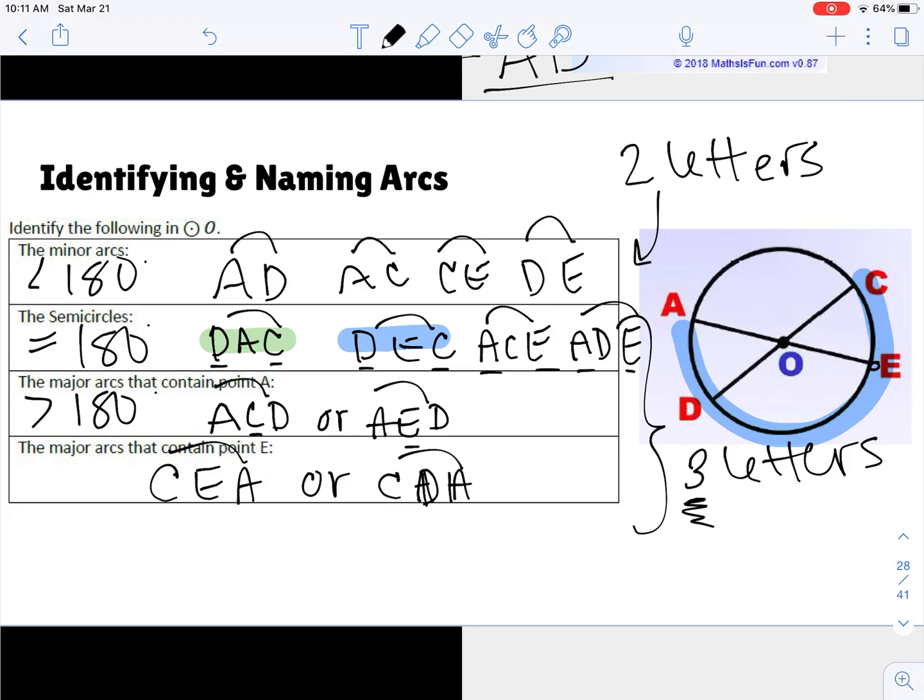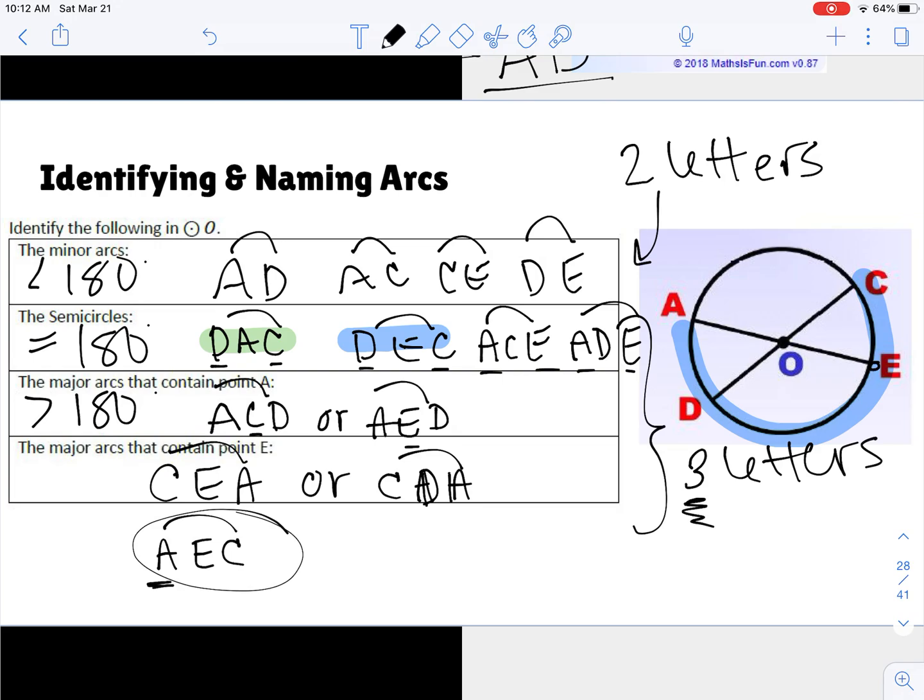Okay, the order of the endpoints doesn't matter, but that middle letter can't move. So I can call this also A, E, C. Usually we stick to this part because we usually strive for closest alphabetical ordering. It makes more sense to start with A than with C, but really there's no difference between these two.